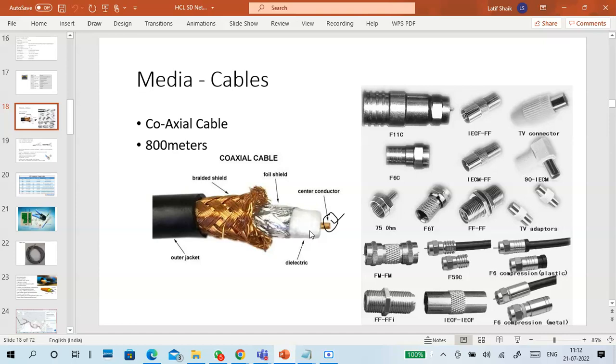There is a plastic layer surrounding it which acts like a dielectric. Very important is this copper mesh. What is this copper mesh? It protects your main signal from electromagnetic interference. What is electromagnetic interference? Electrical and magnetic signals. Your mobile phone is getting a signal because there is a small built-in antenna inside that tries to get the signal which is in the air.